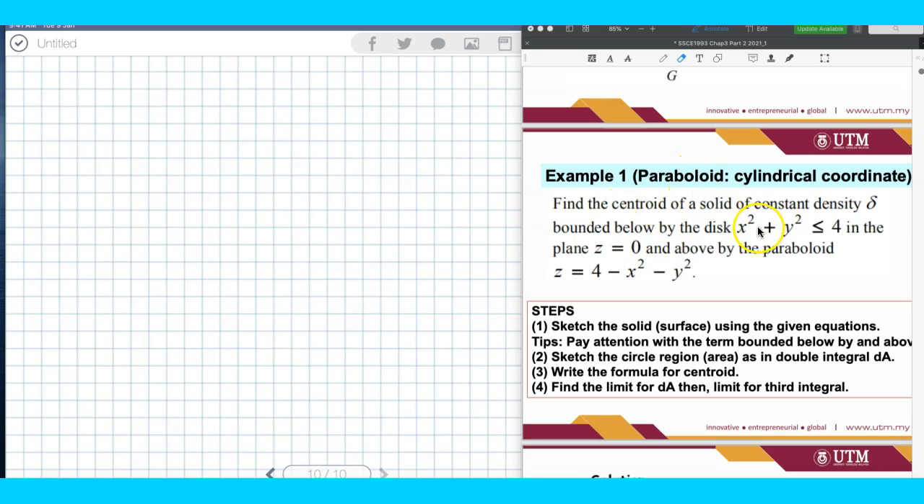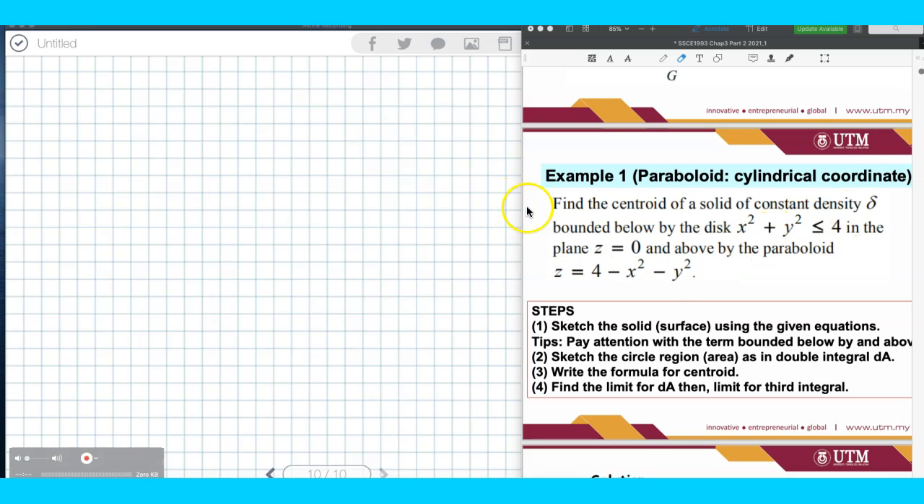So in this case, maybe we just ignore this information provided because this is not given in the exam. Find the centroid, which means that you have to find the x bar, y bar, z bar of a solid of constant density function, meaning that this one is not the center of mass but centroid. So the density function here is not given, so maybe you can just leave your expression delta as just delta.